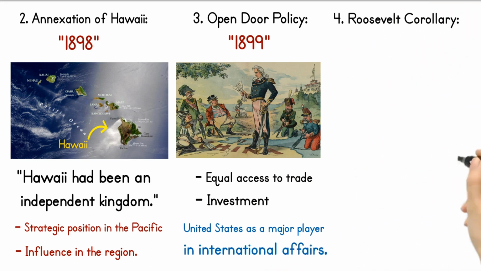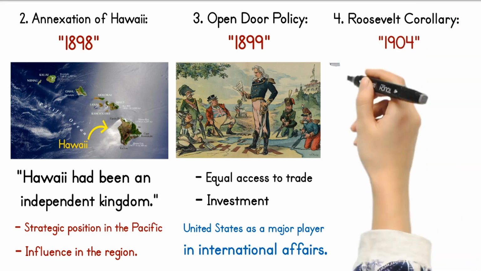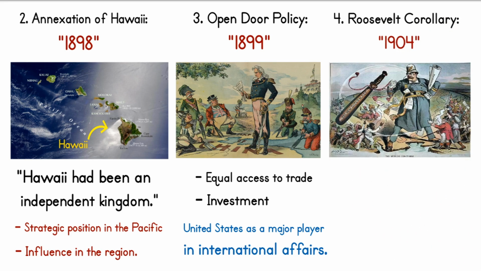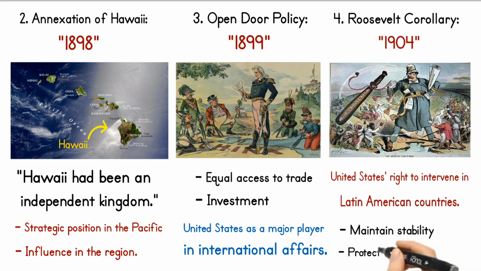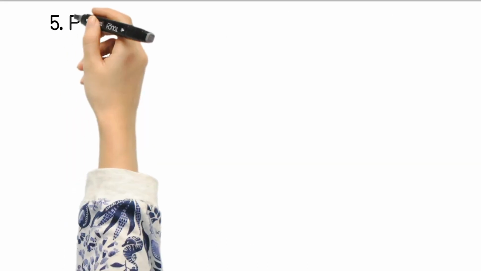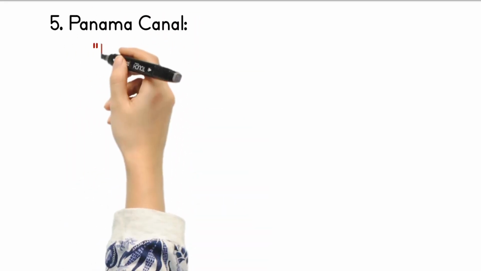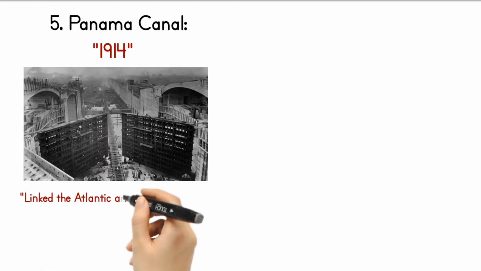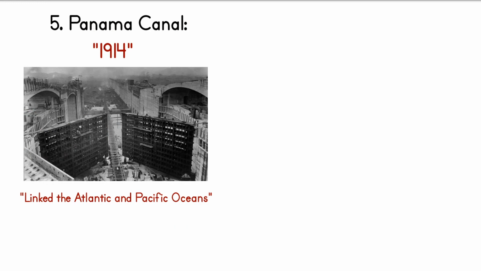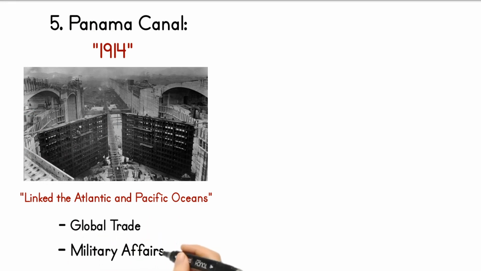Roosevelt Corollary. In 1904, President Theodore Roosevelt announced the Roosevelt Corollary, which asserted the United States' right to intervene in Latin American countries to maintain stability and protect American interests. This policy was seen as an assertion of American power in the Western Hemisphere. Panama Canal. In 1914, the United States completed construction of the Panama Canal, which linked the Atlantic and Pacific Oceans and gave the United States a major strategic advantage in global trade and military affairs.